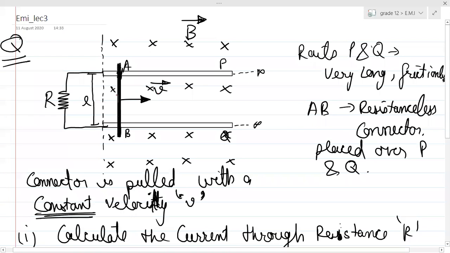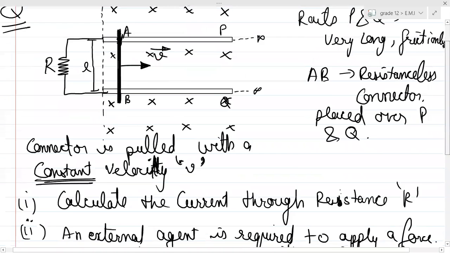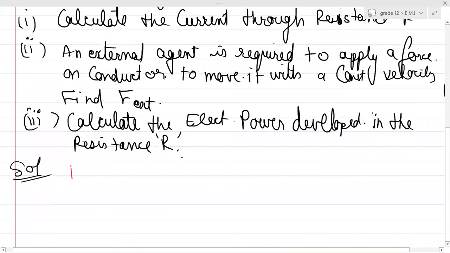Now when a current flows through that loop, there will be a magnetic force experienced by AB, right? Find the direction of that force and you will see that it is opposite to the velocity. So that is why it is necessary to pull it by applying a certain external force so that it may go with a constant velocity. First of all, by motional EMF, what will happen?